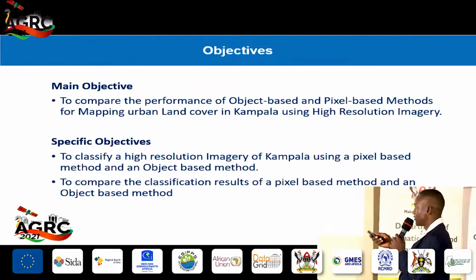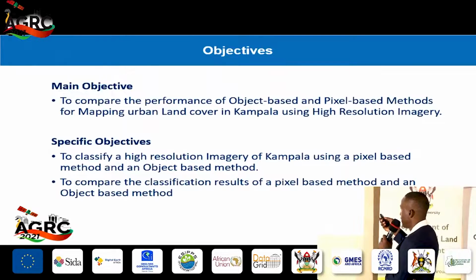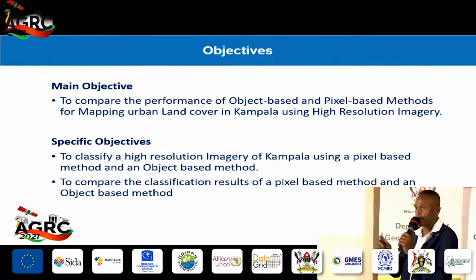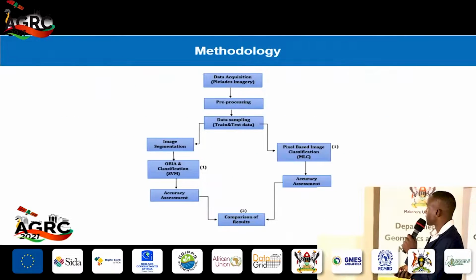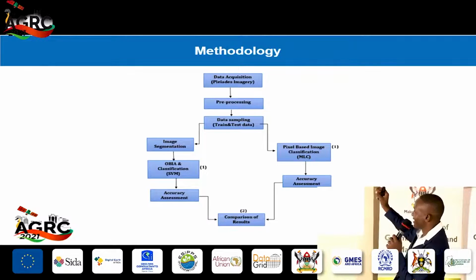So the main objective is to compare OBIA and pixel-based. First, we had to classify high-resolution imagery using OBIA and pixel-based methods. And then after, we do accuracy assessment, and then you evaluate and compare the results from the two classifications. So this is a simple methodology.